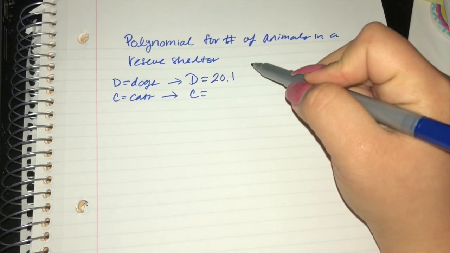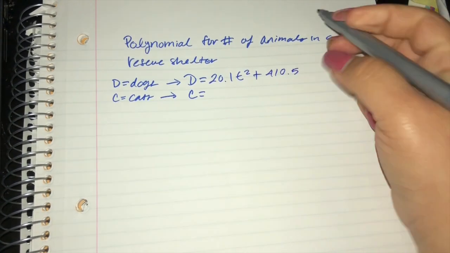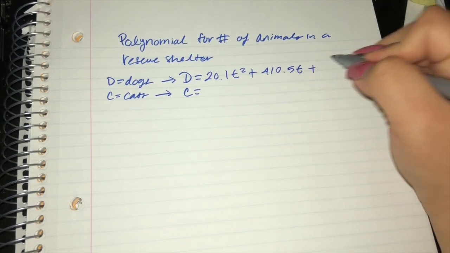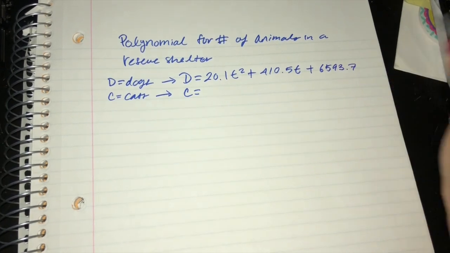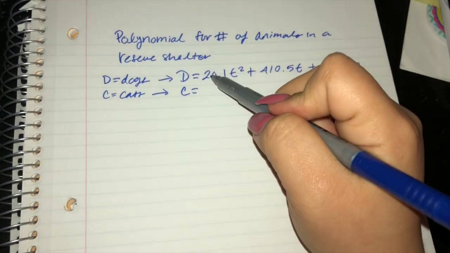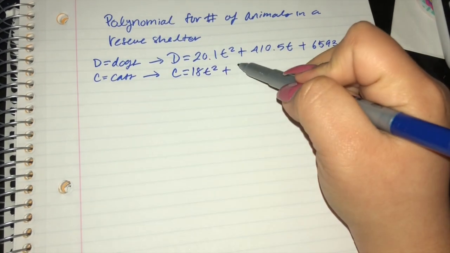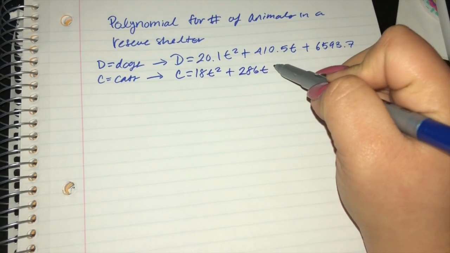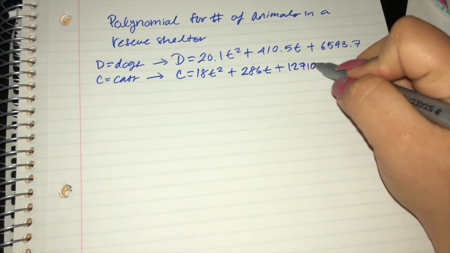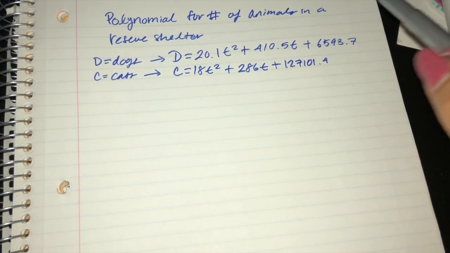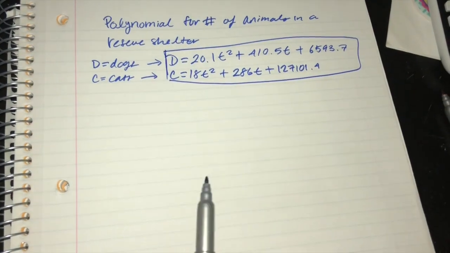It said 20.1t squared plus 410.5t, can't forget that t, plus 6,593.7. Alright, that's for D. And now for C, it's 18t squared plus 286t plus 127,101.4.